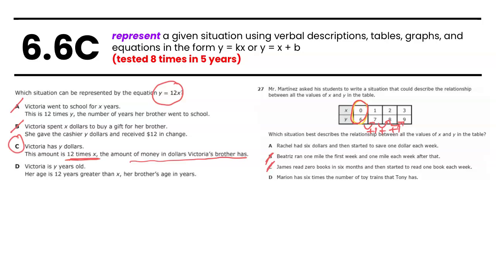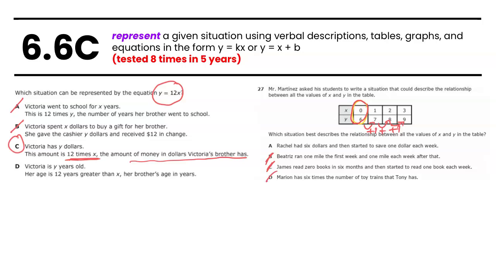That does not really fit the table either. And then Marion has 6 times the number of toy trains that Tony has. Well, that does not line up with our first ordered pair of 0, 6. Letter A is the best situation here.